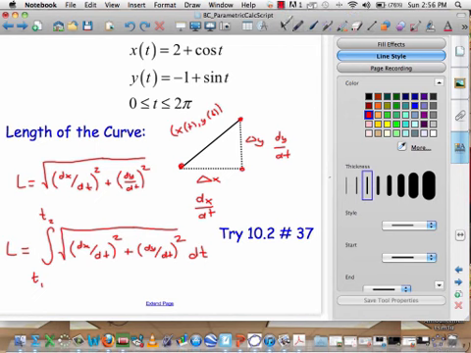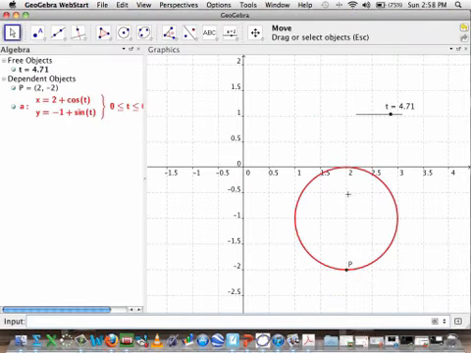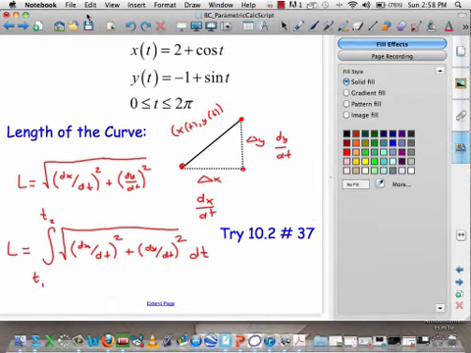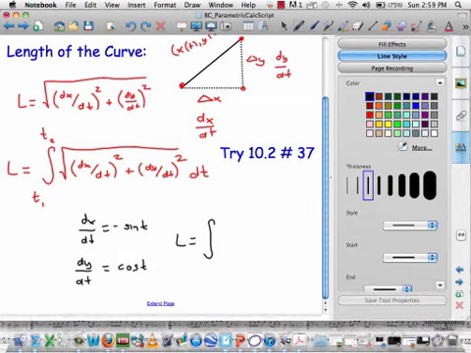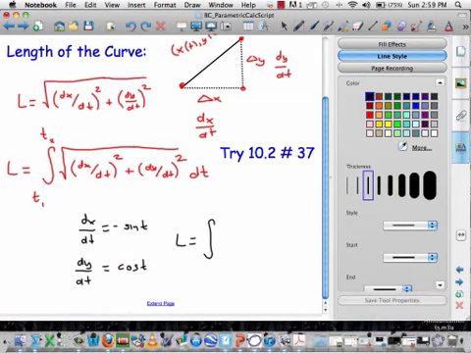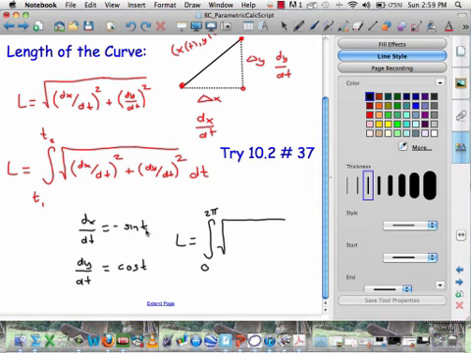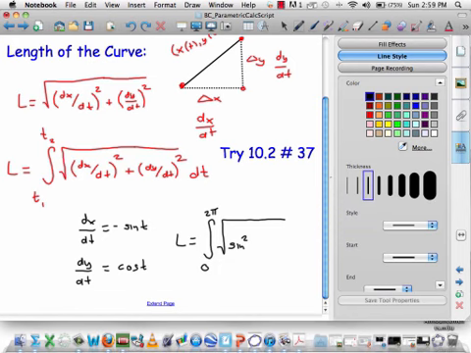For the graph, it's a circle of radius 1, so we know the answer is supposed to be 2 pi r, and if r is 1, then the length of this curve should be 2 pi. So let's see if the calculation actually marries up with that. We have already done the calculations for dx dt and dy dt a couple of times here. The t values for this curve are 0 to 2 pi, and we have the square root of dx dt squared, which gives sine squared t, plus dy dt squared, which is cosine squared t.